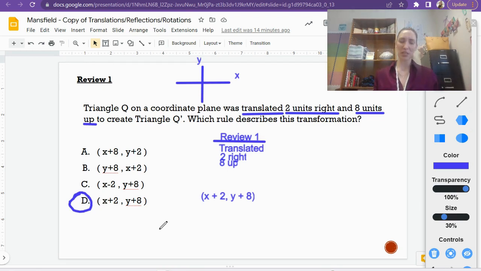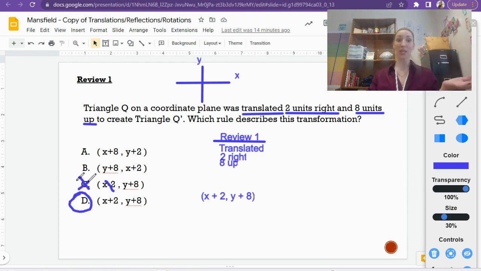So look at letter C. Let's work our way up since we know D is correct. Letter C gave me a -2, like x minus 2. That's not okay, right? If I'm going to the right, that should be positive. So that's why it cannot be C. This negative over here is not okay, right? So not letter C. What's wrong with B?